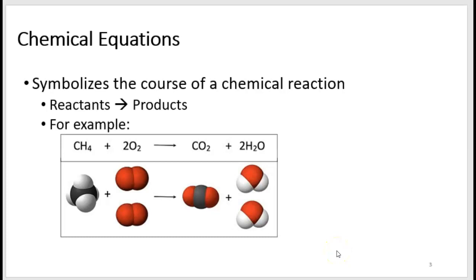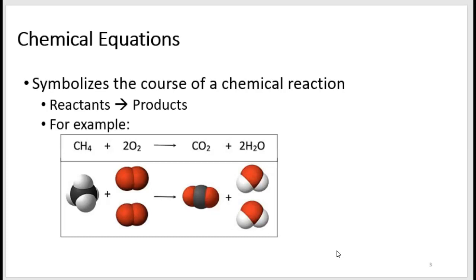We represent a chemical reaction using a written equation. So the arrow symbolizes the course of the reaction from beginning to end. And the beginning compounds, the starting compounds, are called reactants. They are on the left side of the arrow. And after the reaction is done, the products are written then on the right side of the arrow.